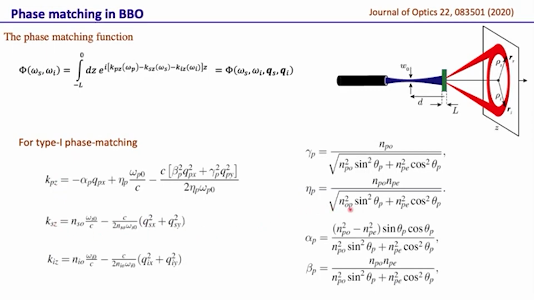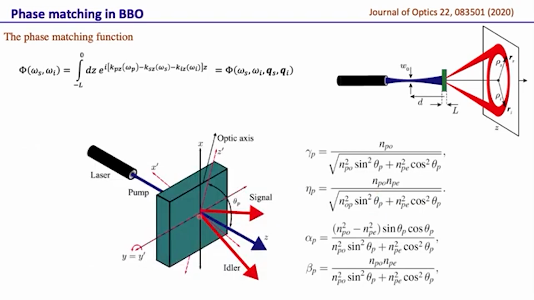One quantity that I want to point out here is this theta p. This theta p is the angle between the direction of the pump and the optic axis of the crystal. So if this is the pump direction and that is the optic axis of the crystal, the angle between the optic axis and the pump is called theta p. N is the refractive index of the light. NPO is the refractive index of the pump photon when it is ordinary polarized, NPE is the refractive index of the pump photon when it is extraordinary polarized, and so on.